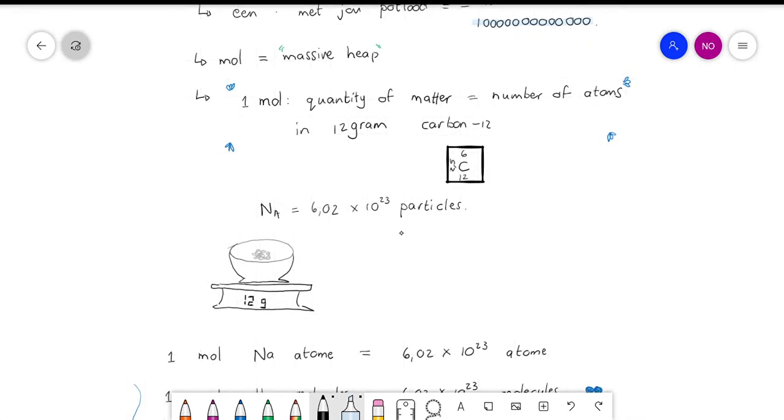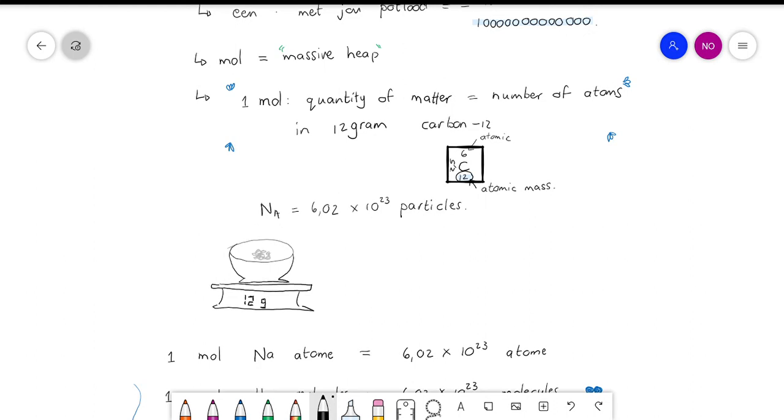What am I talking about? I'm talking about carbon 12. You guys remember from grade 8 and grade 9, when we look at the periodic table, up top you have the atomic number, and here you have the relative atomic mass. En hierna gaan ons aangaan na atoommassa toe, dis baie belangrik. So they're talking about carbon-12, meaning that it's carbon that has a relative atomic mass of 12. Dis waar die 12 vandaan kom.